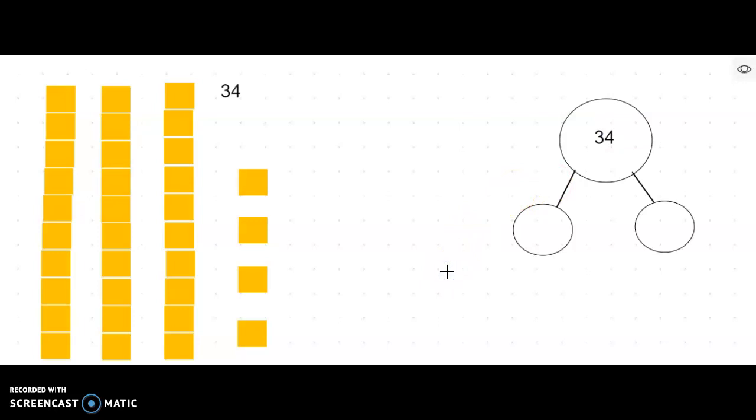Now let's look at our parts. Remember, in a two-digit number, my parts are my tens and my ones. In 34, what are my 2 parts? Yes, my tens are 30, and I have 4 ones, so my other part is 4. So 30 and 4 are my 2 parts put together to make 34.